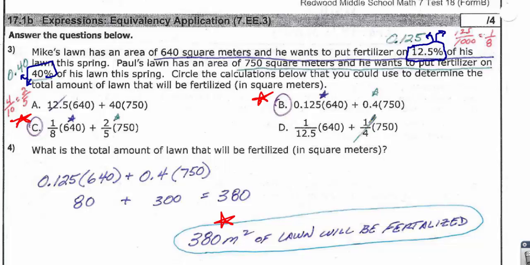And as we discussed in Class D, we have no idea where the 1/4 came from. Maybe somebody thinks that's what 40% is. In this case, the question is, what is the total amount of lawn? And we can see that every one of these was an addition problem, so we put that together. We get 380 square meters of lawn will be fertilized.